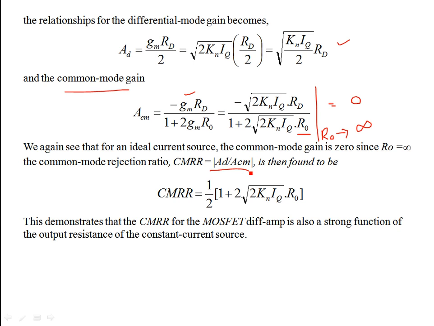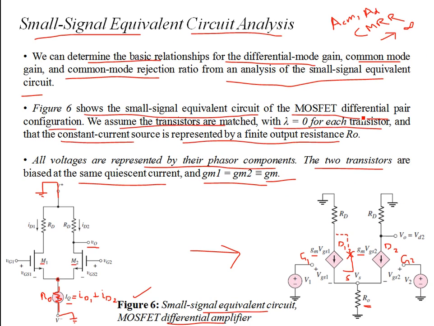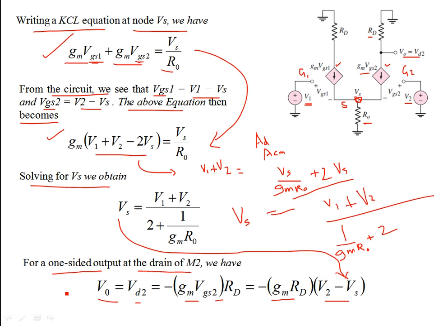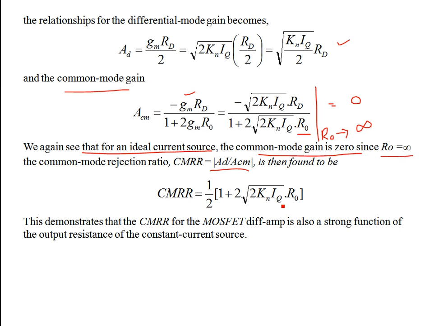That is for ideal conditions, but we have a finite output resistance for R0. So we again see that for an ideal current source, the common mode gain is 0, since R0 is infinite. R0 is infinite because in the circuit we just replaced this constant current source by R0. If it was an open circuit or infinitely large resistance, then CMRR would have been very high. So for infinite or very large resistance, open circuit conditions, the common mode voltage gain of the differential amplifier is 0. But for finite resistance R0, the finite output resistance, you have the common mode gain.